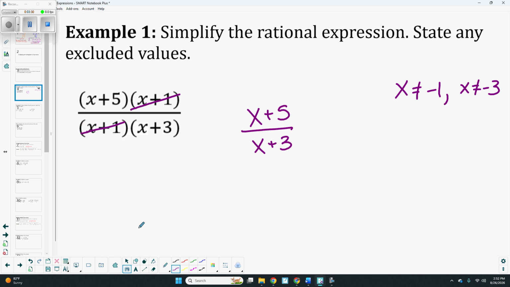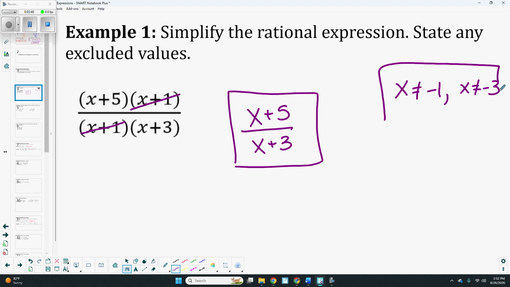Now, a lot of you are going to try to cancel out these x's, but that's not allowed because the x is not a factor. It's x plus 5, right? That's an addition. That's not a multiplication. You can only cancel out things that had been multiplied by each other. So this is actually done. That is my simplified expression. And those are my excluded values.